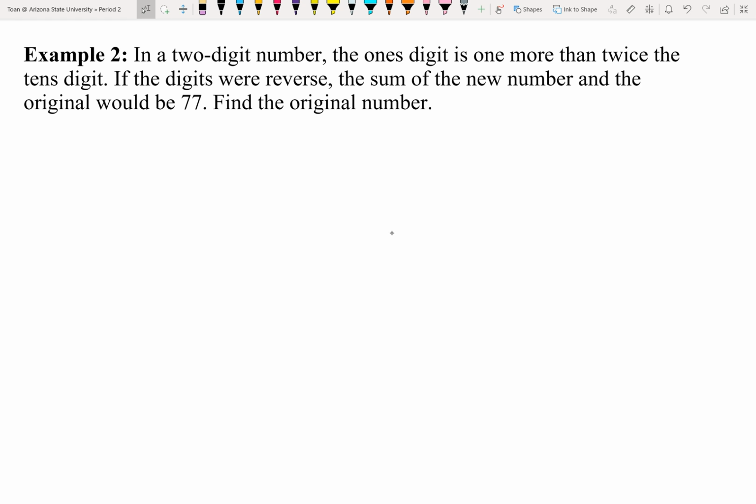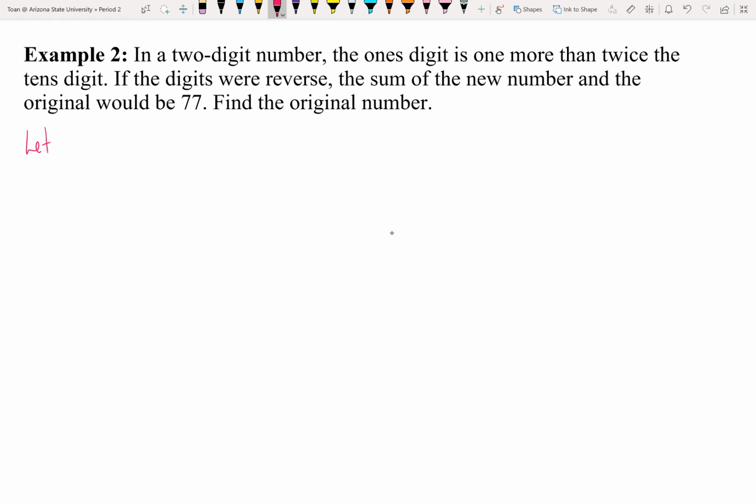But first, let's read it. In a 2-digit number, the ones digit is 1 more than twice the tens digit. If the digits were reversed, the sum of the new number and the original would be 77. Find the original number. That's a doozy of a problem. What's going on here? So, you guys agree we have a 2-digit number? Do we know what those digits are? No. So those are my variables.